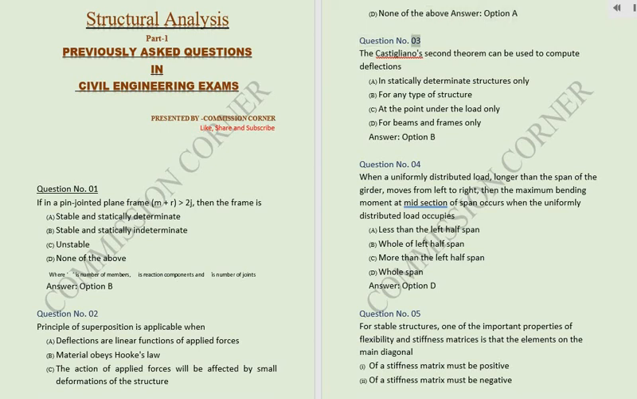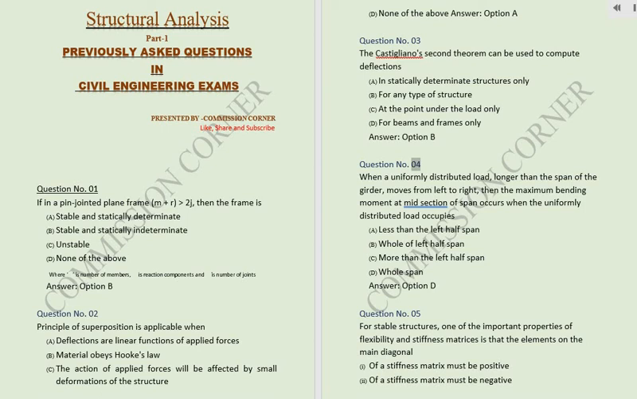Question No. 03. Castigliano's second theorem can be used to compute deflections: A, in statically determinate structures only; B, for any type of structure; C, at the point under the load only; D, for beams and frames only. Answer, option B.